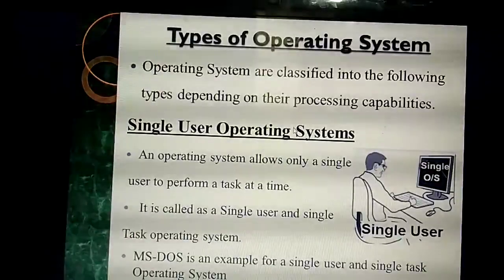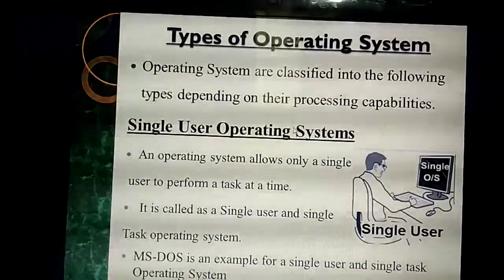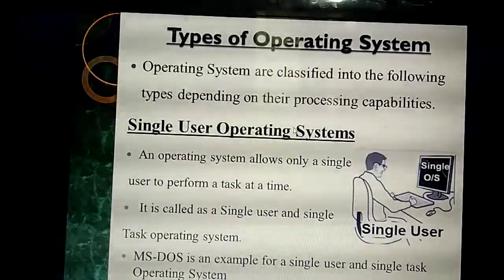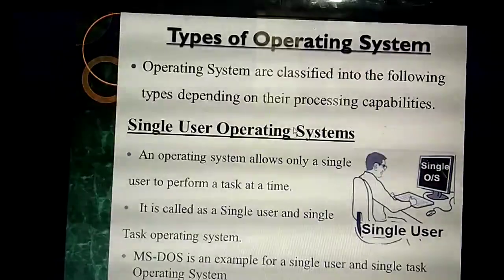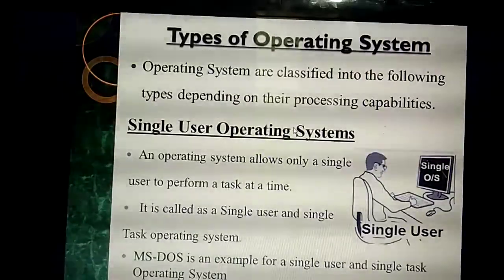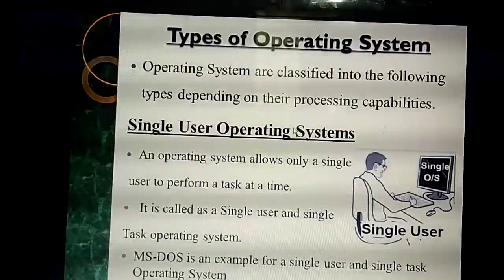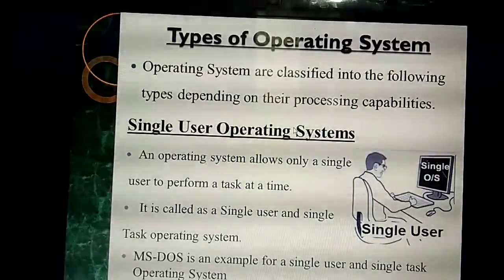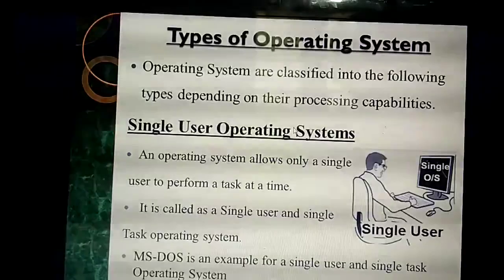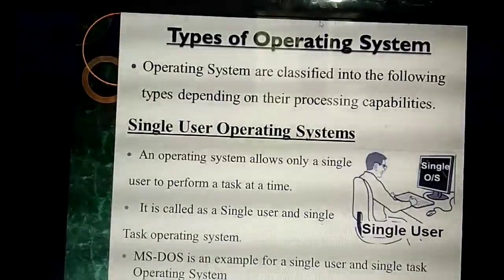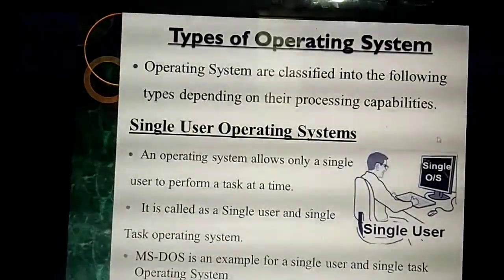Single user operating system. The name itself has single user and operating system. So how many users can work at a time? What do you mean by single user? At that moment, only one particular user is allowed to work in a particular operating system. That means a single user can work with a single operating system. Understand?